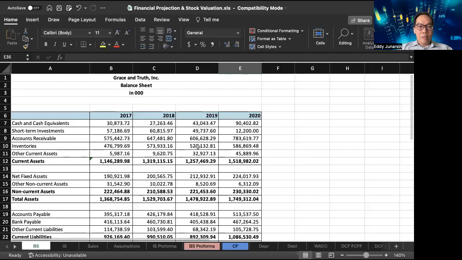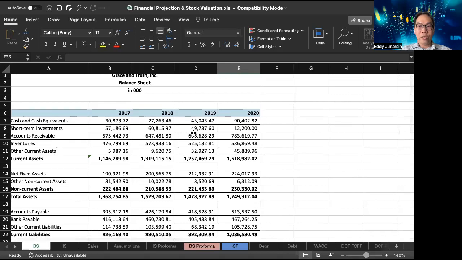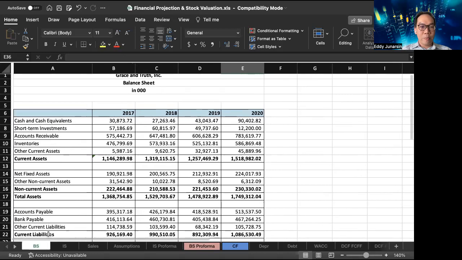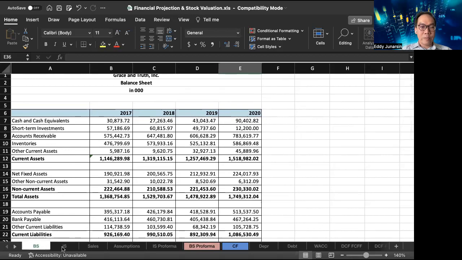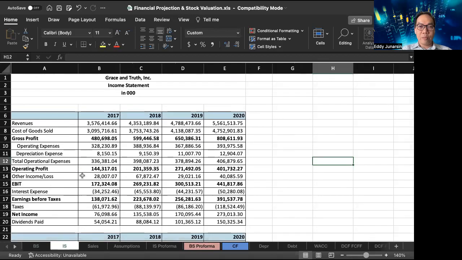Hello, everyone. Today, we will talk about cash flow estimation or projection and a simple valuation process using historical financial statements. As you can see on the screen, we have financial reports or historical financial statements from 2017 to 2020. We have the balance sheet and income statement for the last 4 years.